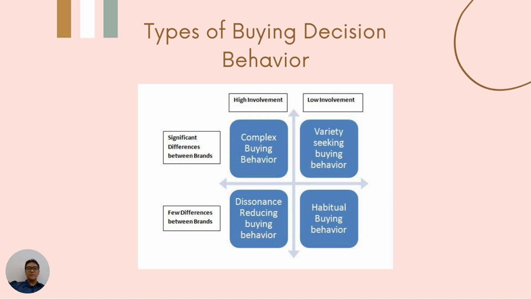Dissonance reducing buying behavior. Dissonant buying behavior occurs when consumers are highly involved with an expensive, infrequent, or risky purchase, but see little difference among brands. They may respond primarily to a good price or purchase convenience. The next one is habitual buying behavior. Habitual buying behavior occurs under conditions of low consumer involvement and little significant brand difference.